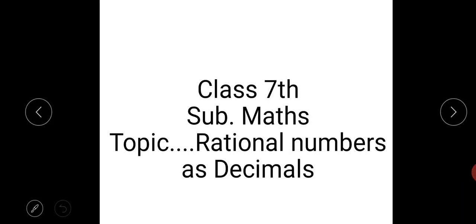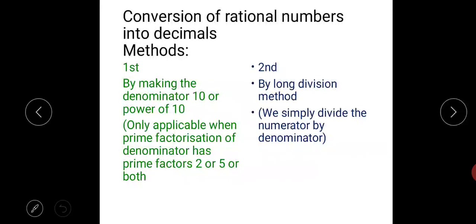Our topic is chapter number 3, that is rational numbers as decimals. We will learn how we can convert rational numbers into decimals. So there are two methods. First is by making the denominator 10 or power of 10.